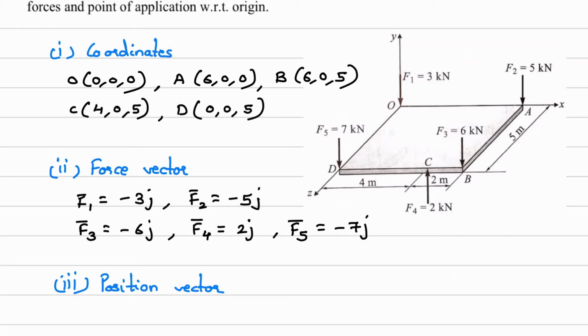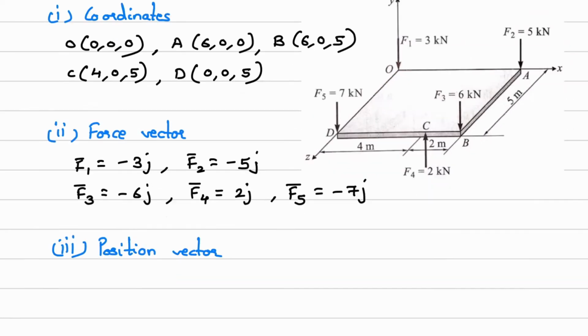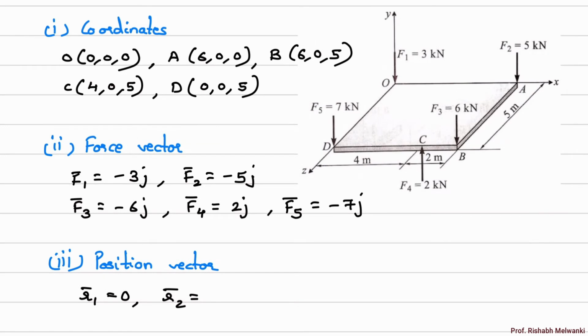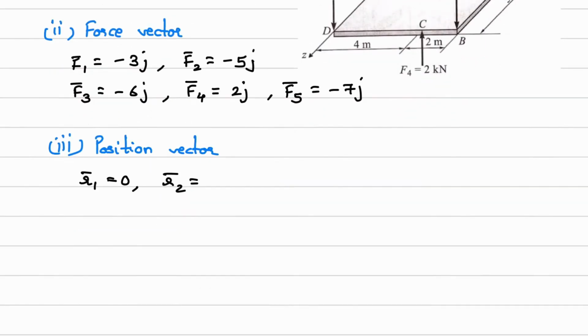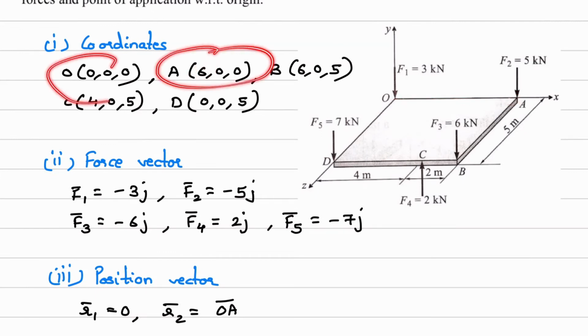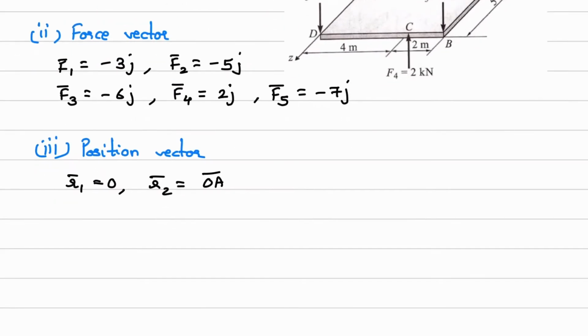It will be 0. Why? Because it is passing through origin. So position vector of force 1 is 0. Then position vector of force 2. Force 2 is this location. What is the position vector? OA. So we have to find OA. This will be A minus O, it will be 6. So it will be 6I.